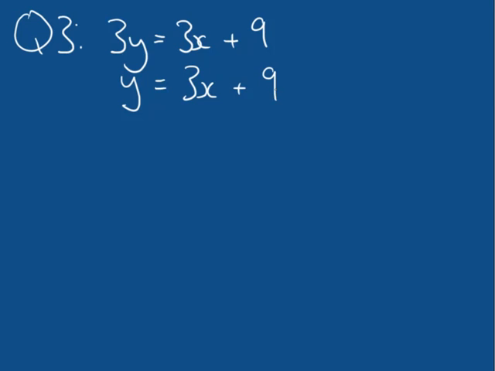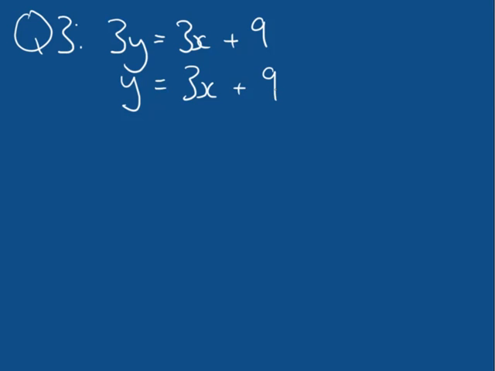Again, I'd like you to find the intersection point between two lines, and the two lines I'd like you to find the intersection point between are 3y is equal to 3x plus 9 and y is equal to 3x plus 9. So go ahead and pause the video, attempt this question. When you come back, I'm going to work through the solution.